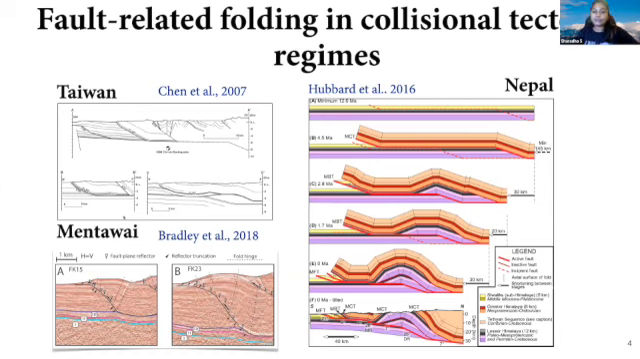Fault-related folding, and especially fault-bend-fold theory, is widely used to construct both regional and balanced cross-sections in areas of active compressive deformation. They're also commonly used as a tectonic model when calibrating slip or erosion rates from geomorphic indicators or active faults. And they've also been very widely used to simulate the evolution of structures that are growing by kink-band migration in the upper crust.